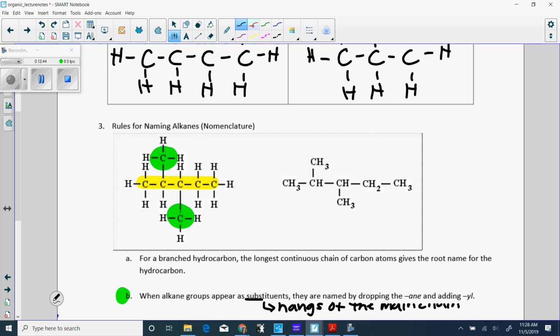Okay, ready? I'm going to count my chain, and I'm going to count it forward and backward to make the smallest number substituents. So 1, 2, 3, 4, 5. That's forward. I go backward. 1, 2, 3, 4, 5. 2, 3 is smaller than 3, 4. So that means I'm going to physically write my numbers in going forward.